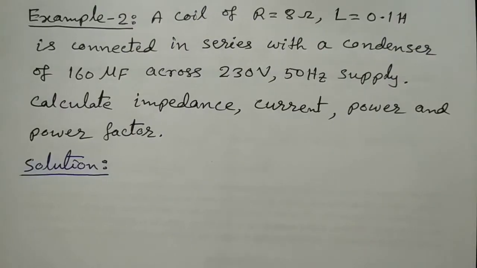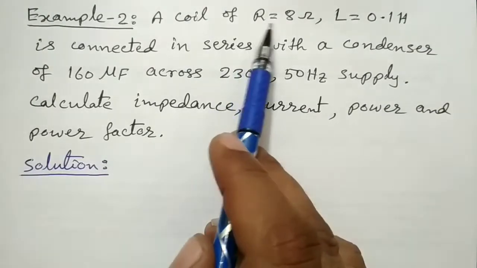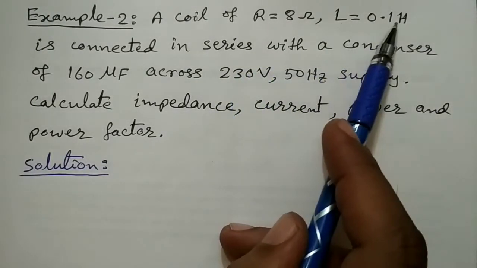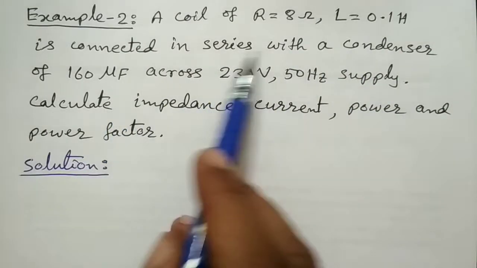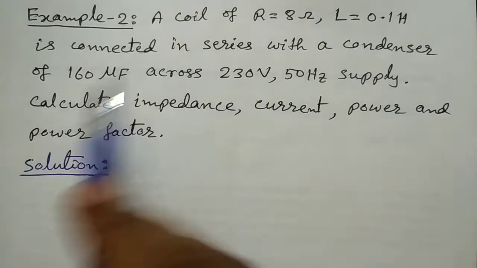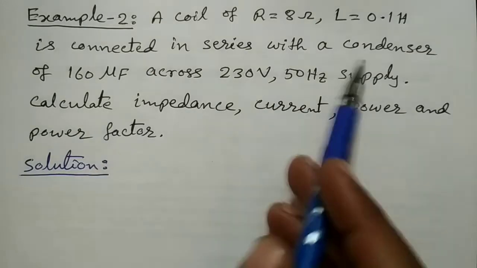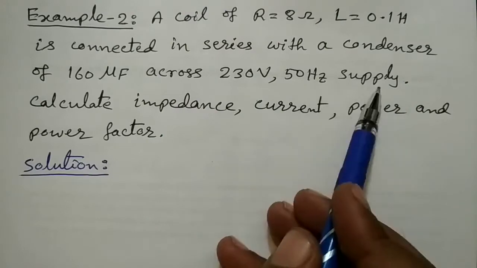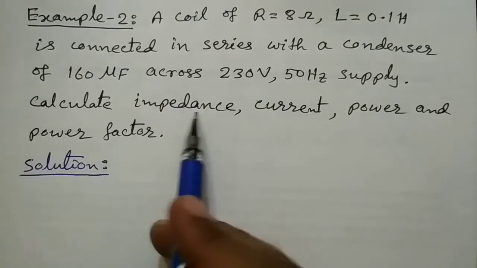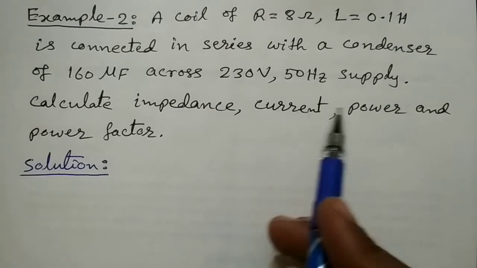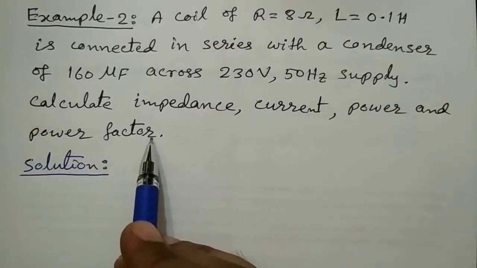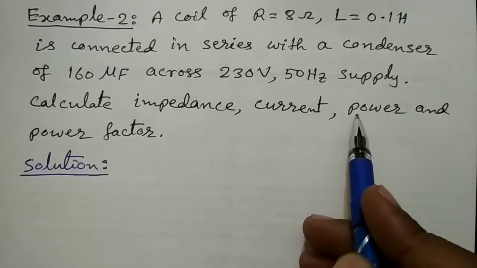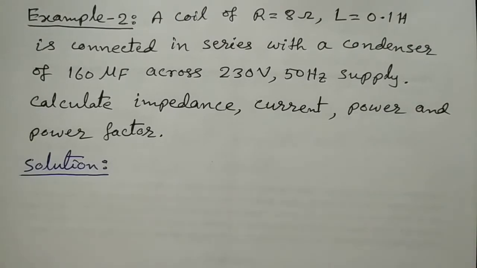Here is the second example. A coil of resistance 8 ohms and inductance 0.1 Henry is connected in series with a condenser of 160 microfarad. Condenser means capacitor. Across a 230 volt 50 Hz supply, calculate the impedance of the circuit, current, power and power factor. Here power means the active power or the true power, that is P is equal to VI cos phi or I square R. So let's see the solution.